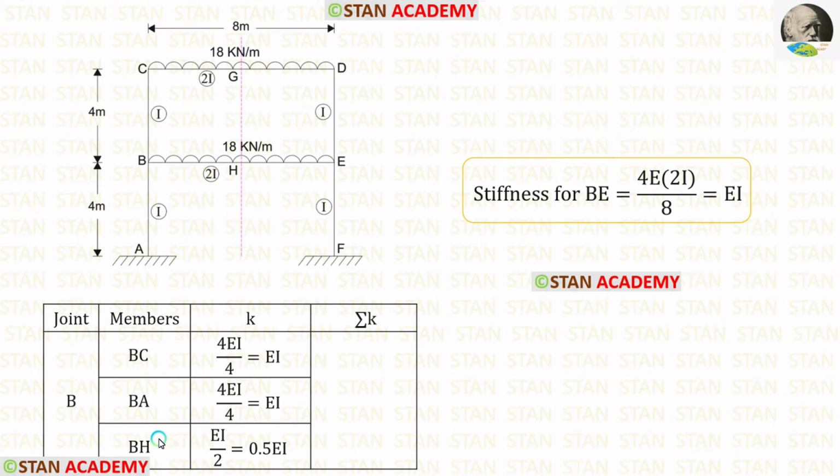Before finding the stiffness of BH, we have to find the stiffness for BE. Length of BE is 8. Let us apply that. The moment of inertia for BE is 2I. So in the formula, instead of I, we have to apply 2I. After the calculation, we are getting the stiffness for BE, which is equal to EI. To find the stiffness of BH, we have to divide the stiffness of BE by 2. Finally, for the stiffness of BH, we are getting 0.5 EI.